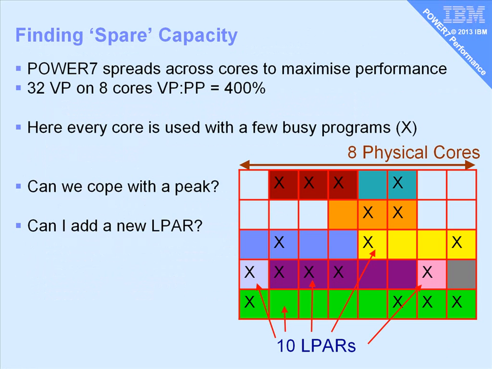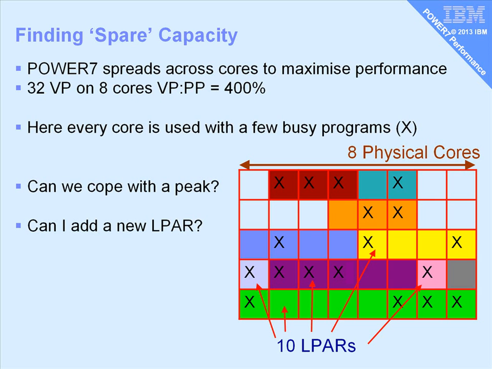In POWER7 machines, we tend to spread all the LPARs and the work across lots of cores for maximum performance. In this little example, we have 8 cores across the top, running multiple logical partitions. We put an X there for just one busy program running. We have 32 VPs in here if we add up all the logical partitions, and only 8 cores. So VP to PP is 4 times overcommit, or 400%.